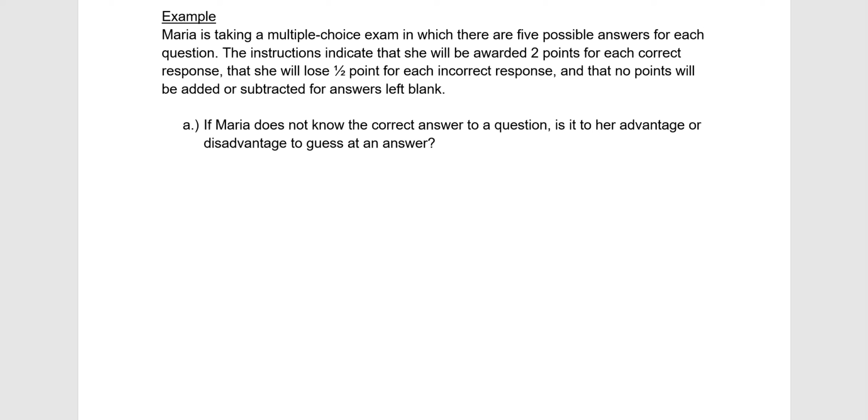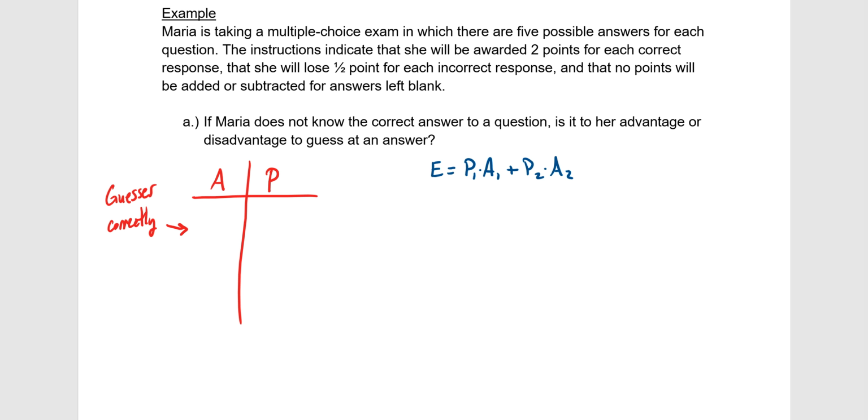So if we're trying to think of how many outcomes we're going to have here, we're going to have 2, which means she guesses it correctly or she guesses it incorrectly. So our setup is going to be the expected value is going to be P1A1 plus P2A2. So if we want to set up a table, just to make it a little bit better visually for us. So the first outcome is she guesses correctly. And if she guesses correctly, she's awarded 2 points.